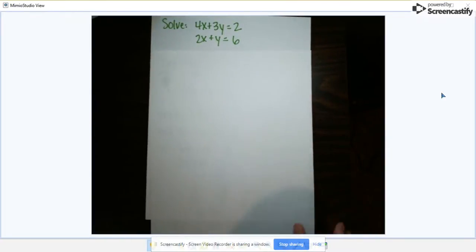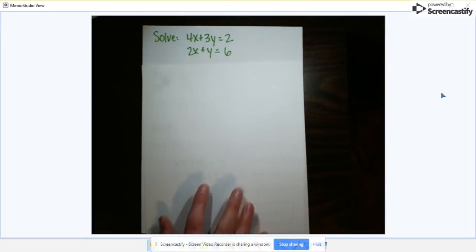So here's our system of equations. 4x plus 3y equals 2 and 2x plus y equals 6. And our goal is to get that xy coordinate point that is our solution. So yesterday we talked about graphing, solving by graphing, and we got that where those lines intersect is our solution. Well, this is just another way to solve. So instead of graphing, we're going to use a substitution method.